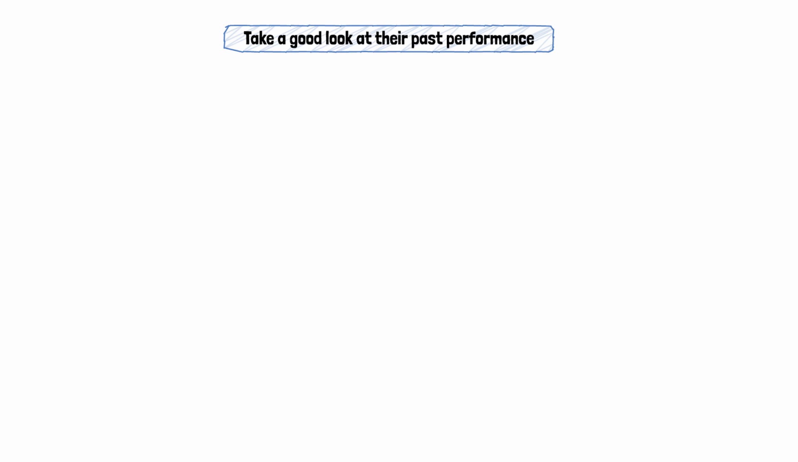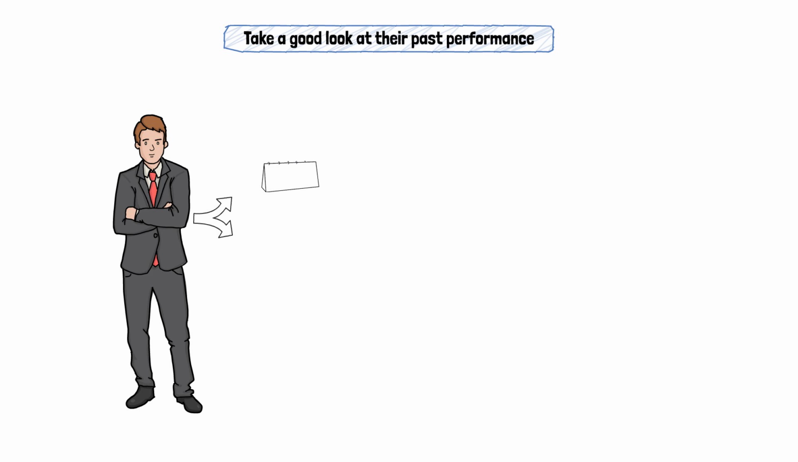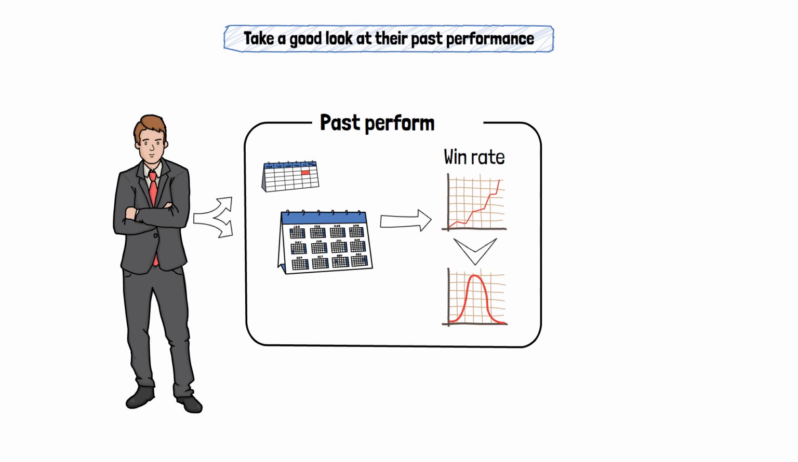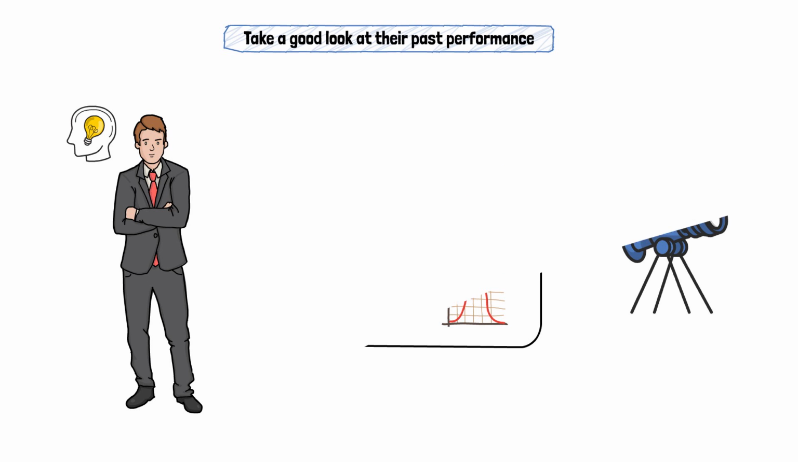Next up, definitely take a good look at their past performance. How have they been doing over the last few weeks or months? What's their win rate? Are they consistently making profits, or are their results more up and down? While past performance isn't a guarantee of the future, it can give you a good indication of their trading style.